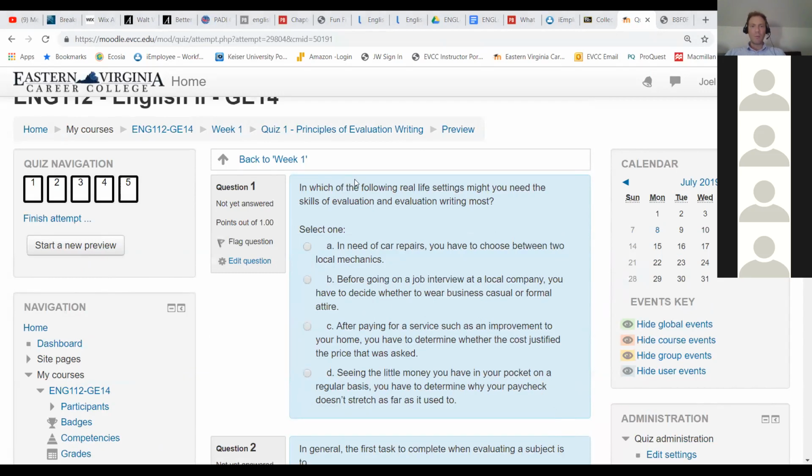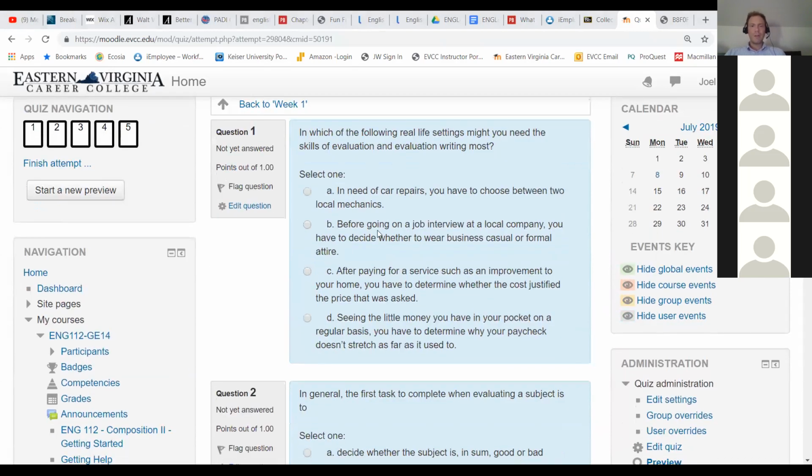Number 1, which of the following real life examples might you need the skill of evaluation? A, in need of car repairs, you have to choose between 2 local mechanics. B, before going on a job interview at a local company, you have to decide whether to wear business casual or formal attire. C, after paying for a service such as an improvement to your home, you have to determine whether the cost justified the price that was asked. D, seeing the little money you have in your pocket on a regular basis, you have to determine why your paycheck doesn't stretch as far as it used to.